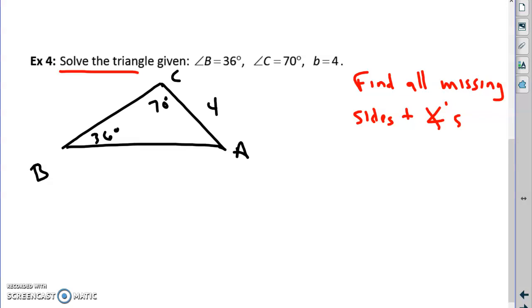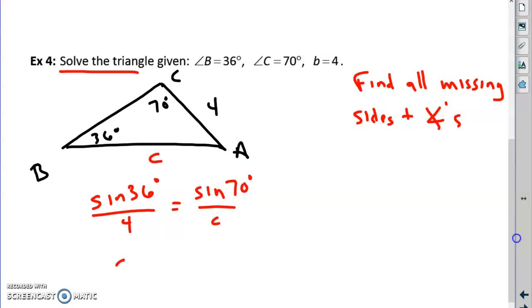The way this is setting up, that 36 and that 4, that angle 70, we're going to find side C first. Sine 36 over 4 equals sine 70 over C. C equals 6.4.